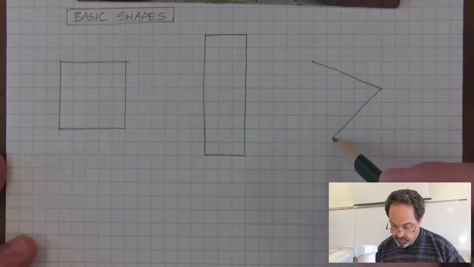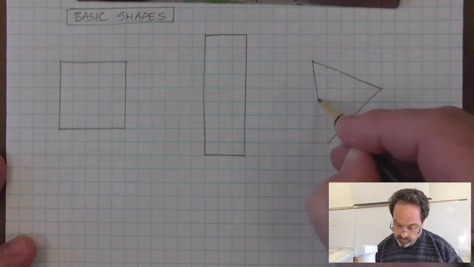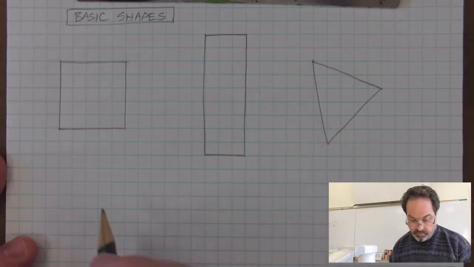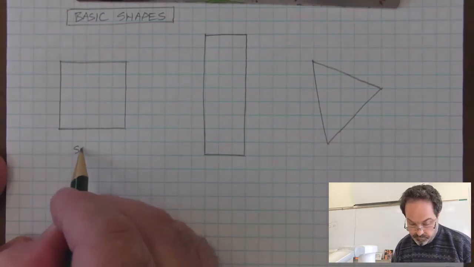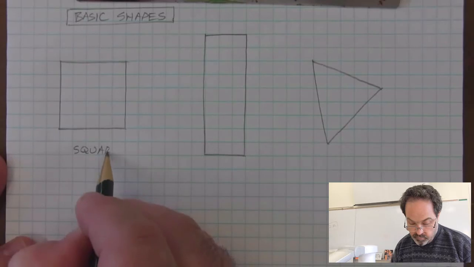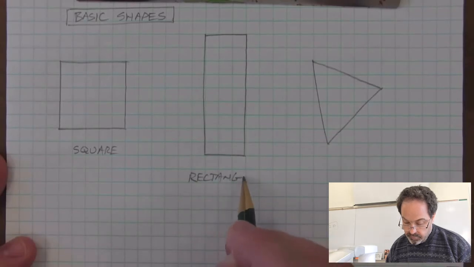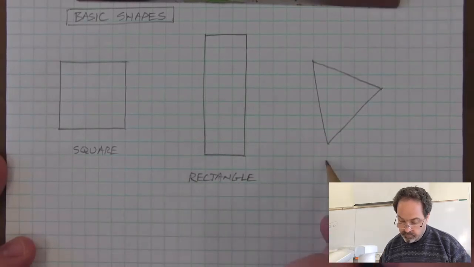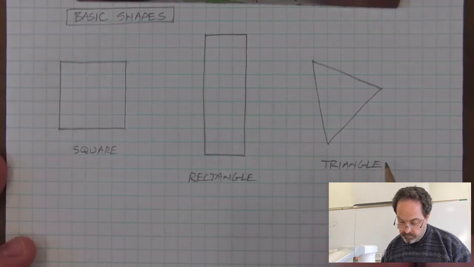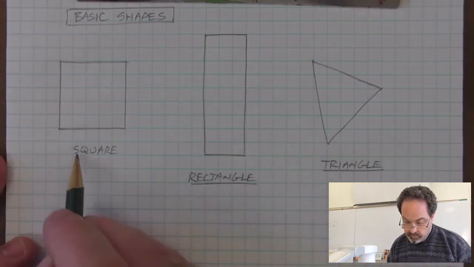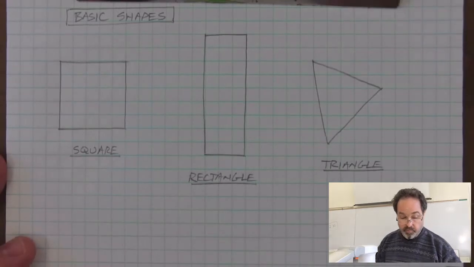Here are our 3 shapes and their names: square, rectangle, triangle. Much more can be said, though.